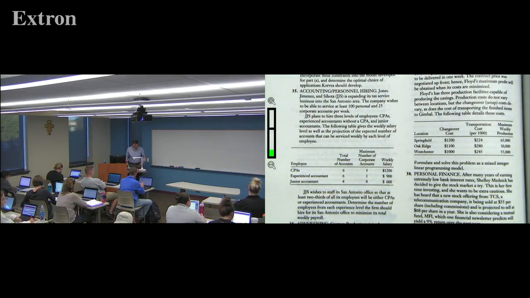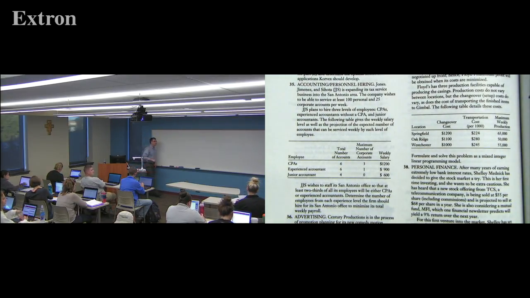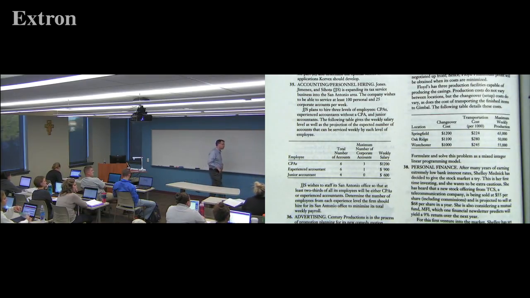So this is on page 180 of your text. It says, Jones, Jimenez, and Sahota is expanding its tax services in the San Antonio area. The company wishes to be able to service at least 100 personal and 25 corporate accounts per week. They plan to hire 3 levels of employees: CPAs, experienced accountants without CPA, and junior accountants. The following table gives the weekly salary level as well as the projection of the expected number of accounts that can be serviced weekly by each level of employee. They wish to staff the San Antonio office so that at least 2/3 of its employees will be either CPAs or experienced accountants. Determine the number of employees from each experience level the firm should hire for its San Antonio office to minimize its total weekly payroll.